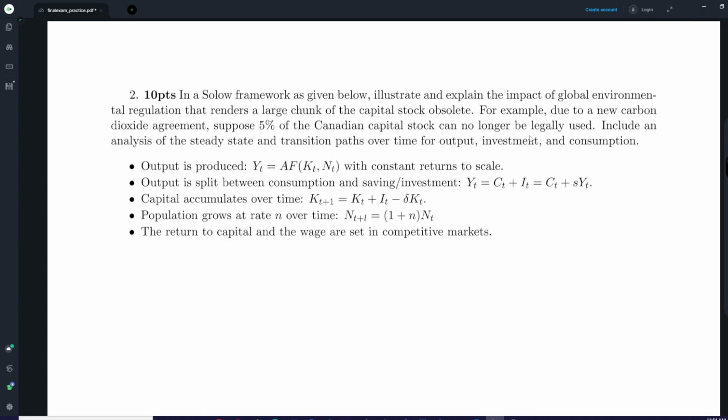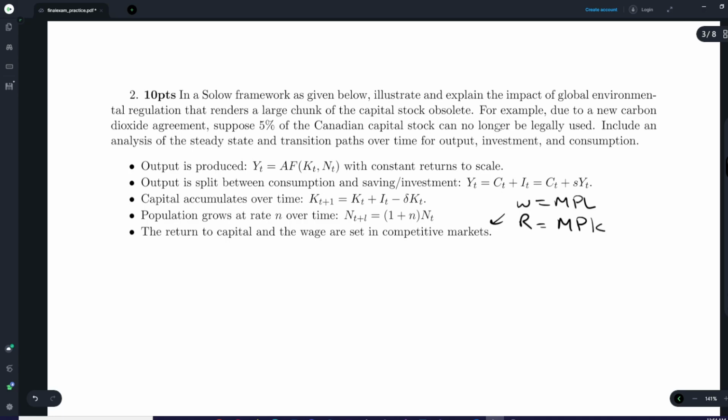We should look at the equations, right? We see that we have a production function with constant returns to scale. It's a Solow model. There's no government. There's no foreign sector. We've got our law of motion for capital and population. And we are told that wages and capital are set in competitive markets. This is telling you that the wage is equal to the marginal product of labor and the return on capital is equal to the marginal product of capital.